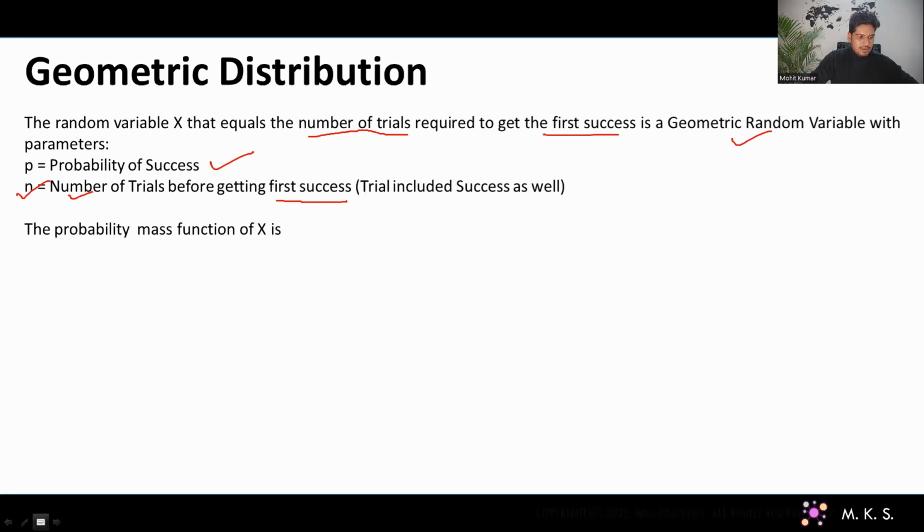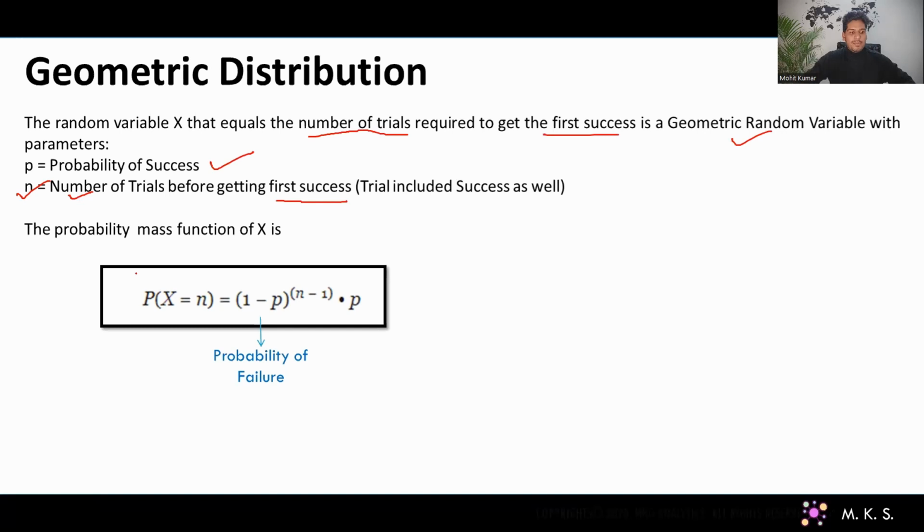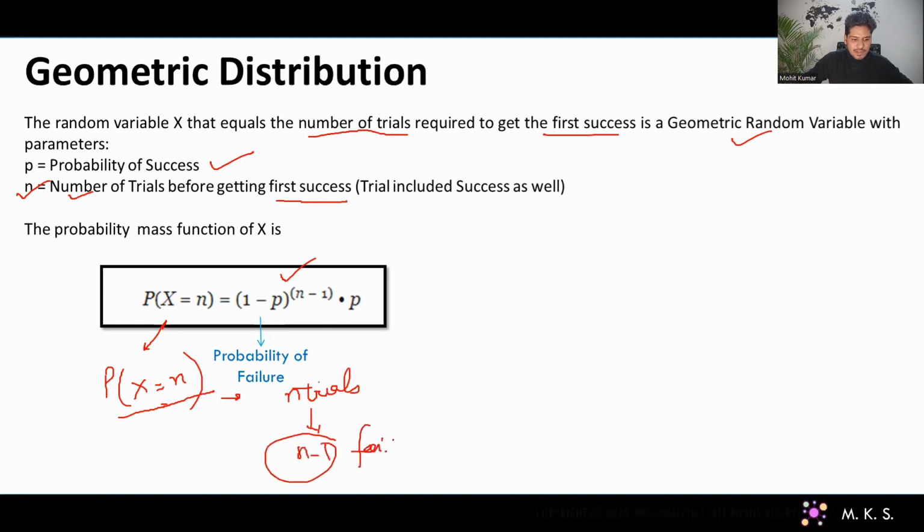So probability of X equal to small n is represented using this. Let's build an intuition behind this. So now you know that out of n trials, n minus 1 were failures. We know that because in the nth trial we got our first success, right? This is what we have understood from the definition of geometric random variable. N minus 1 failures, and in the nth trial we got the success. So now how do we calculate the probability mass function?